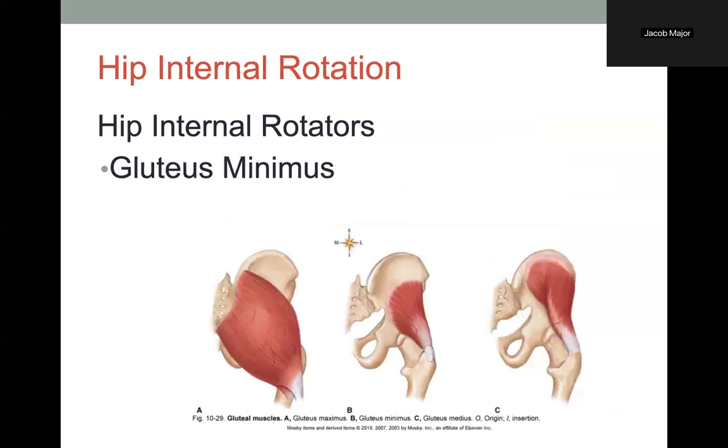Then we have hip internal rotation. So our hip internal rotators, the one that we're going to need to know is the gluteus minimus, depicted right here.